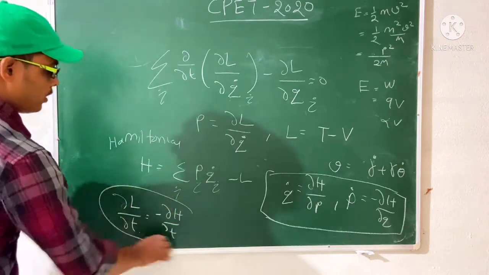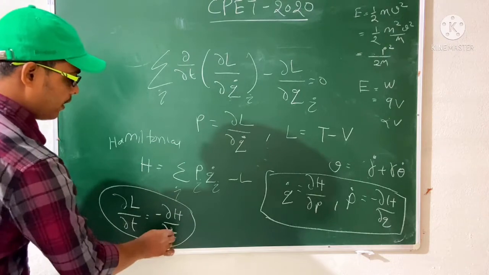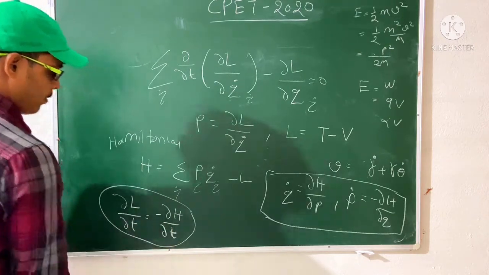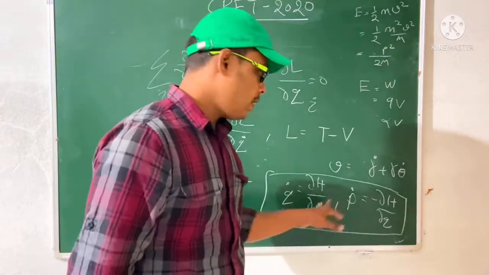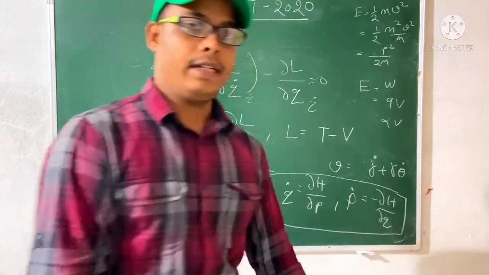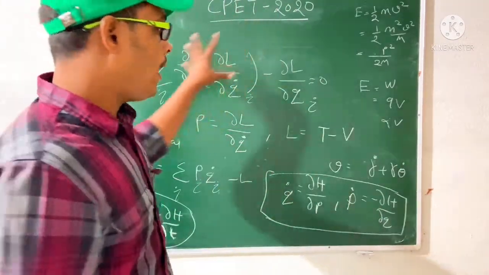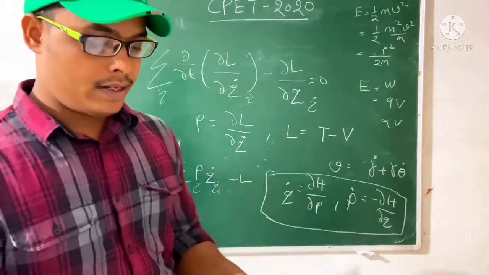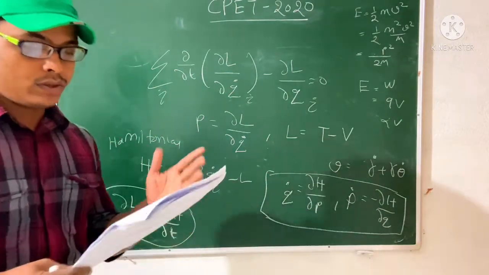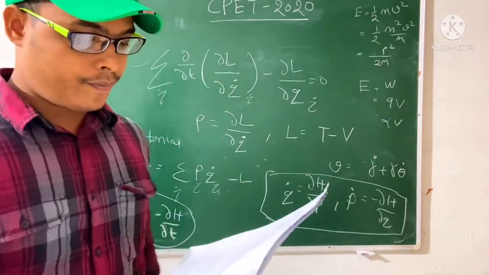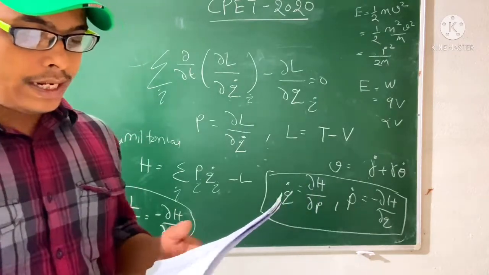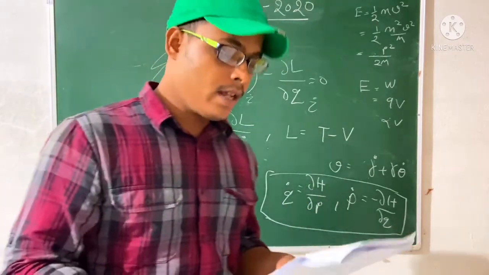This is the time partial derivative, all are partial derivatives. So q dot is del H by del p, p dot is minus del H by del q. So these are the important formulas of your Lagrangian and Hamiltonian. So I think you know about this. So this will be option B, right? Okay, so next you go to question number 57.